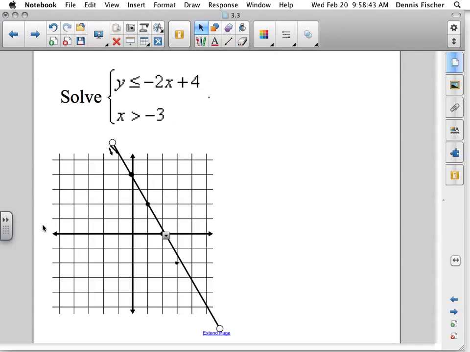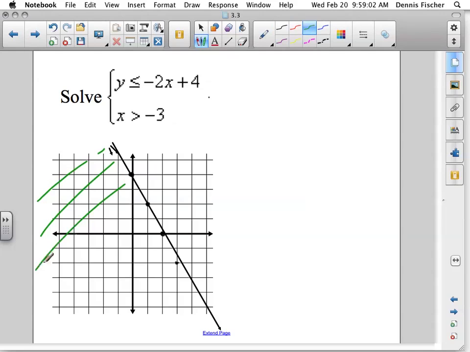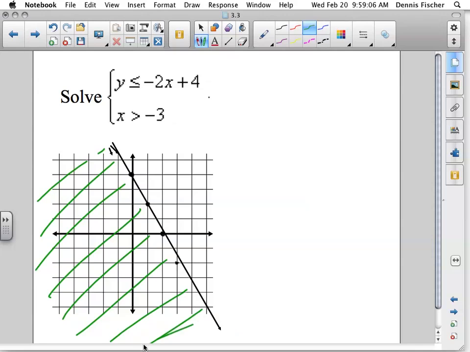Now which was a good point to shade on? 0, 0. Since it's not on the line, it's an easy point to try. 0 is less than 4. True. So we're going to shade on that side. So I'm going to go back over here. I'm going to pick green again if I can. There we go. It's a true statement, so that side is the one containing 0. Correct? Next one.